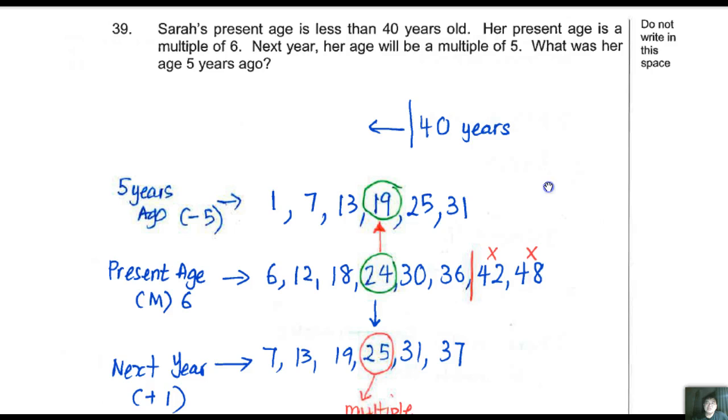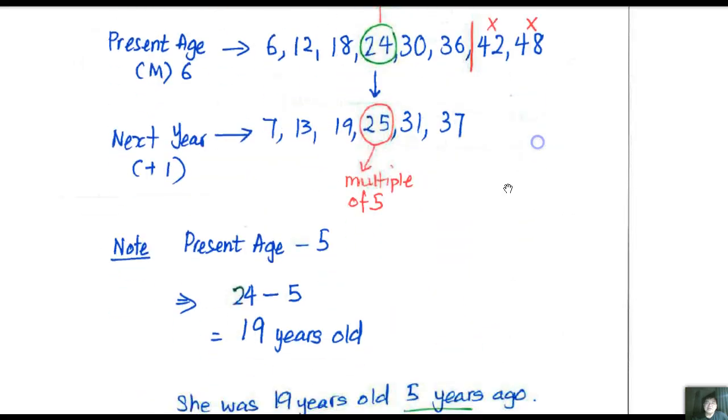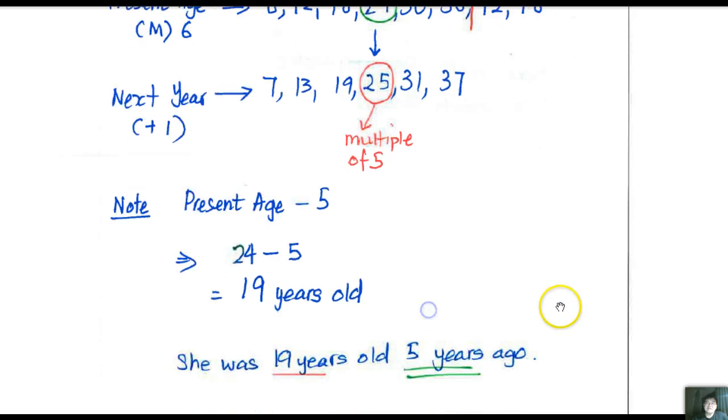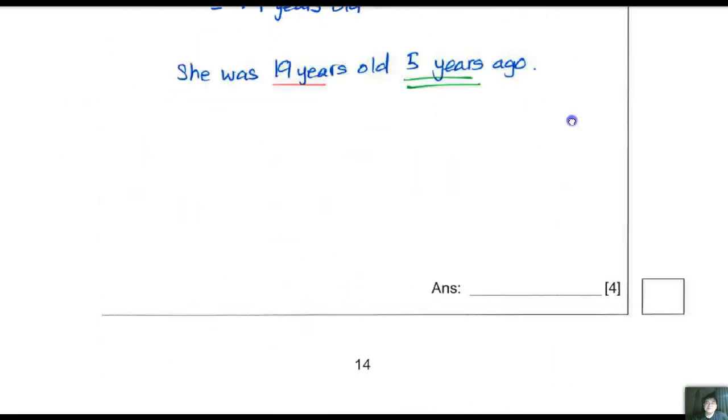Now look at the question. The actual question is, what was her age 5 years ago? So you must take the present age 24 minus 5, which should get you 19 years old. Okay, you can see present age minus 5, 24 minus 5 gives you 19. Let's carry on.